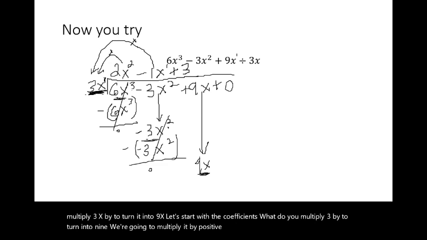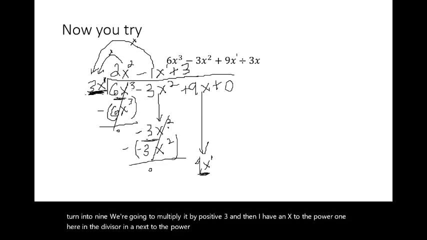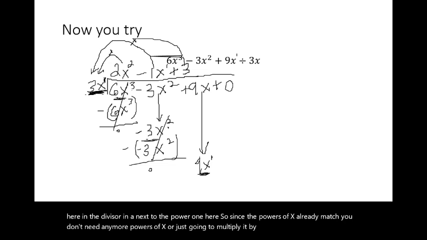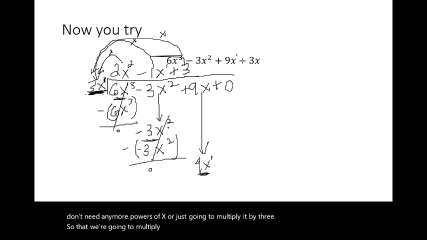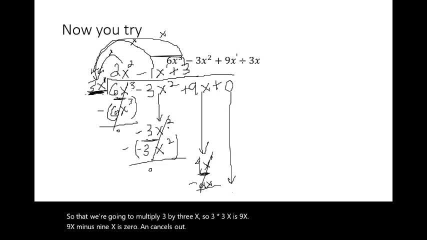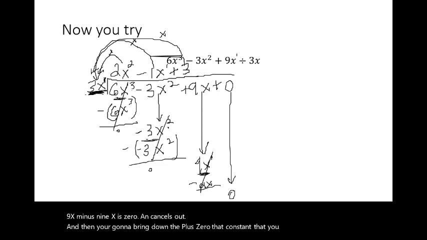And then I have an x to the power 1 here in the divisor and an x to the power 1 here. So since the powers of x already match, you don't need any more powers of x, so we're just going to multiply it by 3. So then we're going to multiply 3 by 3x. So 3 times 3x is 9x. 9x minus 9x is 0 and cancels out. And then you're going to bring down the plus 0, that constant that you added on the end.